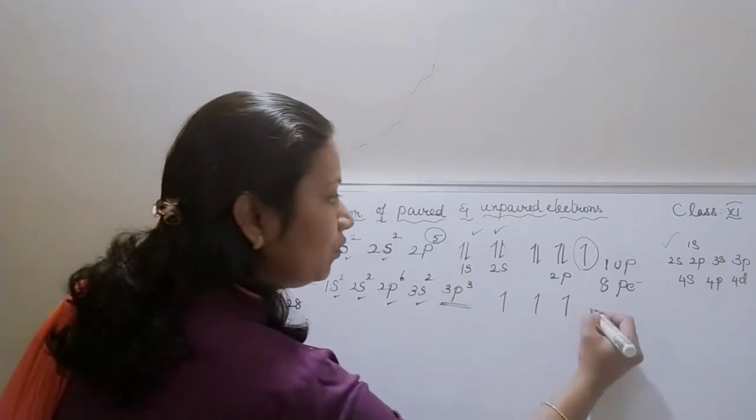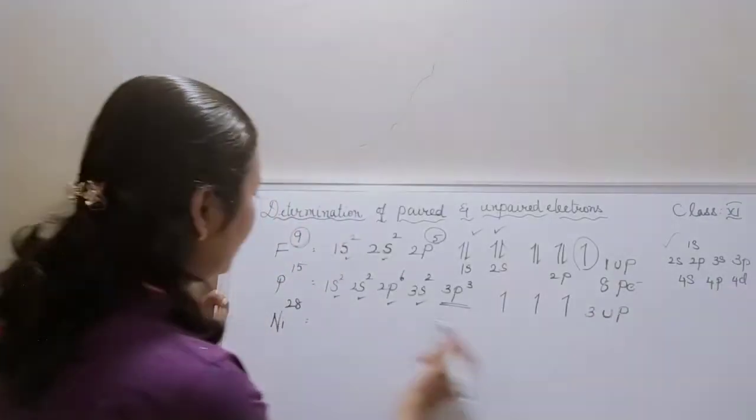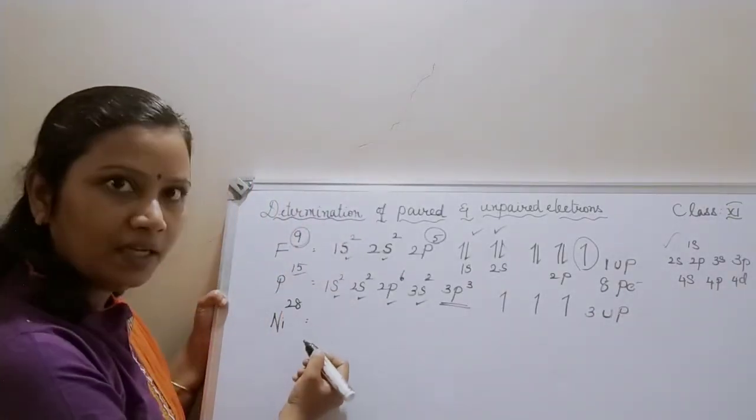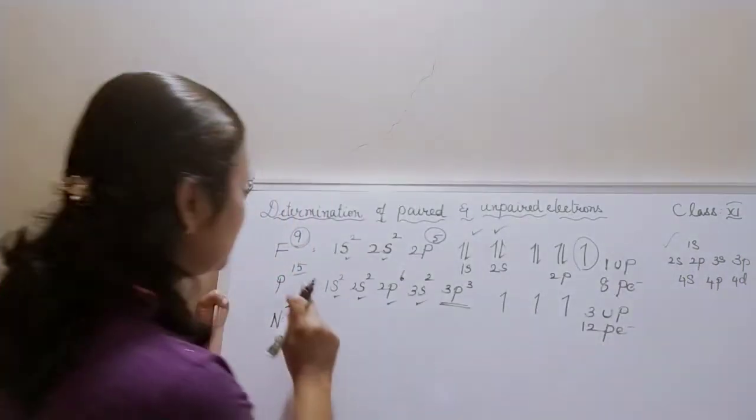So the number of unpaired electrons in phosphorus is 3. When I subtract 3 from 15, what is the answer? I will be getting 12. So 12 paired electrons are present in phosphorus.